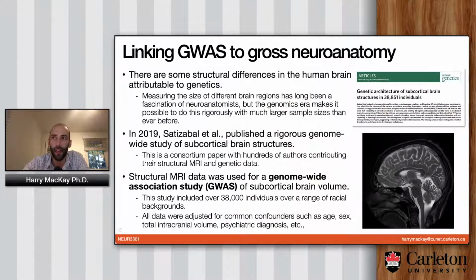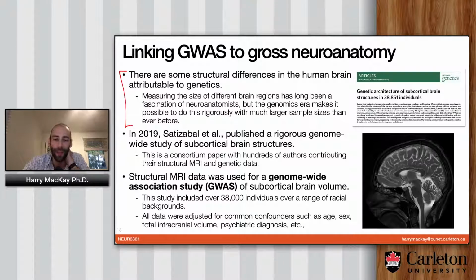Okay, so that's what I wanted to say about how the modern techniques of genomics can link GWAS data to histology and make sense of the microscopic structure of the brain. But what about gross neuroanatomy? We're talking now about the size and shape of different brain regions. It turns out that there are structural differences in the human brain that can be attributed to genetics.